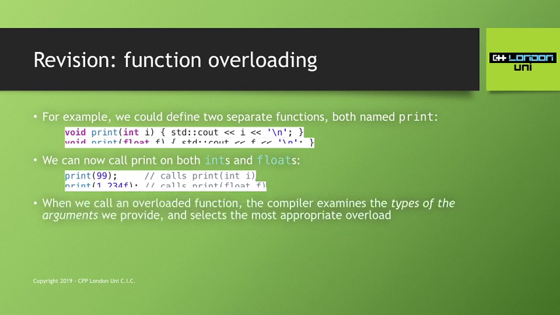So what's happening here is that the compiler says, okay, you want to call a function called print. Well, I've got two options. I've got this one with an int and this one with a float. And you've given me an int. So which one of these two functions is the most appropriate? And of course, in the 99 case, it's the first one that's most appropriate.